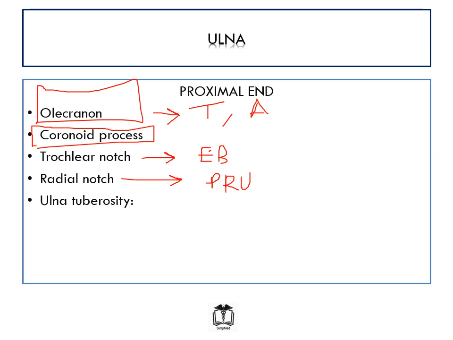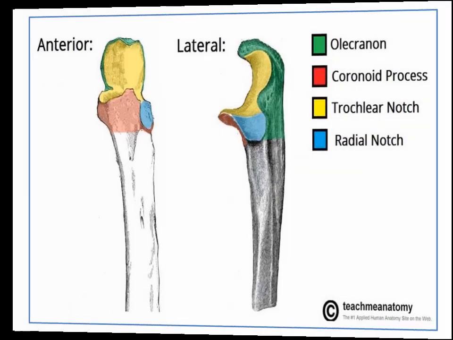Then we have the ulnar tuberosity. The ulnar tuberosity is the last landmark found in the proximal end of the ulna. This is a bump at the anterior surface of the ulna that serves as the site of attachment for the brachialis muscle. So the brachialis muscle tends to attach to the ulnar tuberosity.